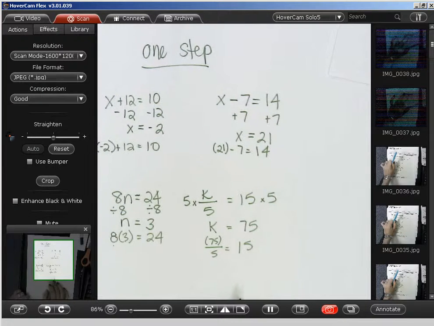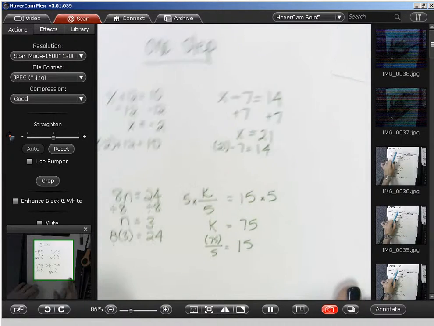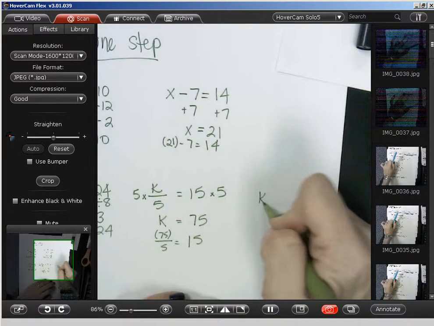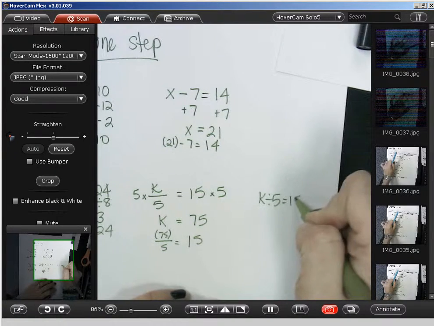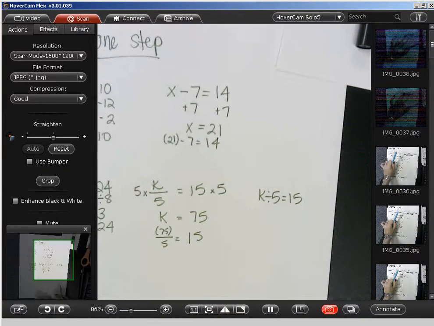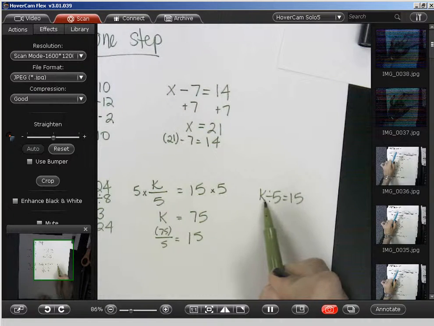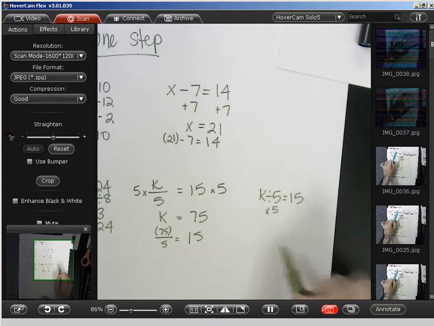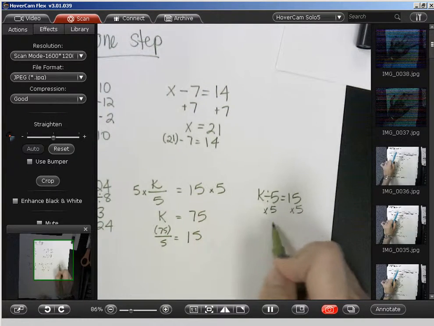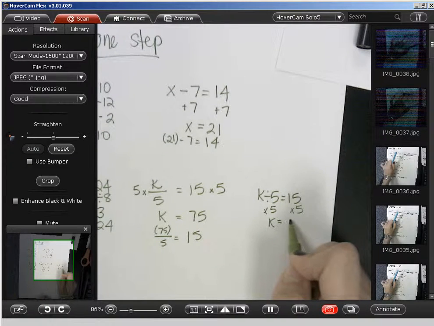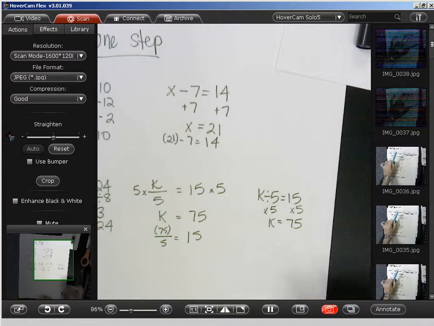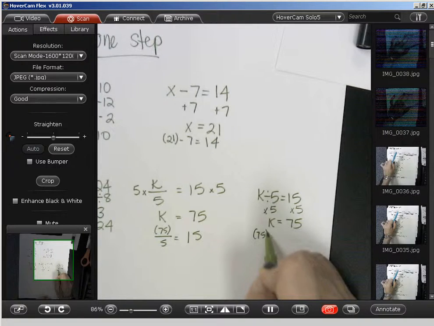One thing I want to show you guys, you might see this problem written like this. It's still the same problem, so you still do the same thing. You identify your variable. It's being divided by 5, so we're going to do the opposite. Whatever I do to one side, I do to the other. This cancels. k equals 75. Then I substitute my 75 back in.